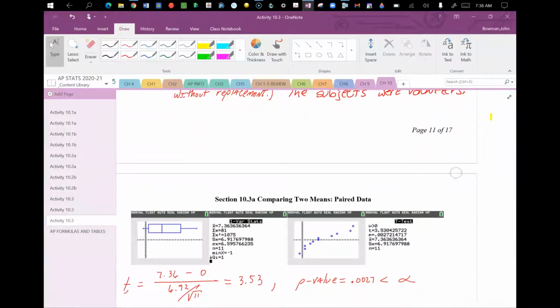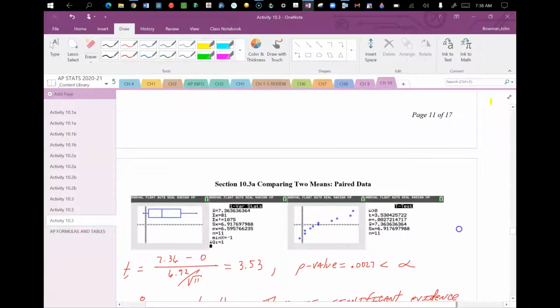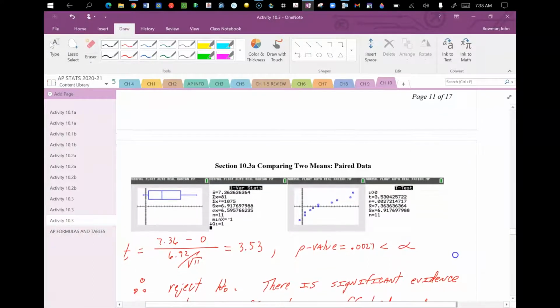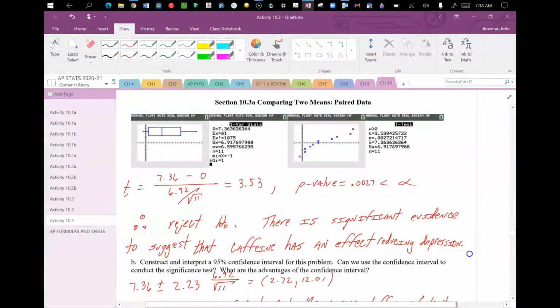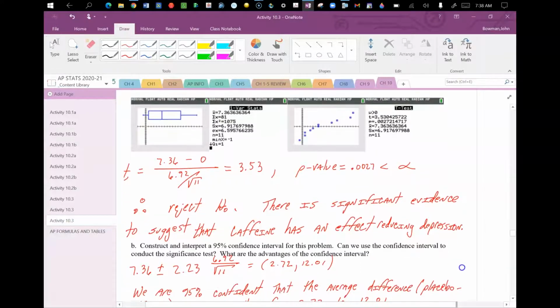So back to our notes here, we're going to talk about how we would write all this up. Obviously, here's all the calculator information. We would show our work, the t-test statistic, write down what the p-value is, and if we used a reasonable alpha level of significance, we would reject the null hypothesis and conclude there's significant evidence to suggest that caffeine has an effect on reducing depression.